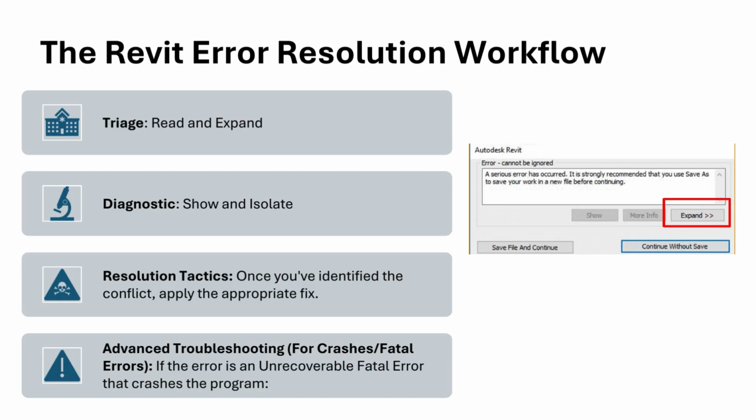When a Revit error pops up, it means the software's parametric engine has hit a wall. Unlike warnings, you can't ignore it. You must fix it or cancel the action. Here's how professionals handle errors.